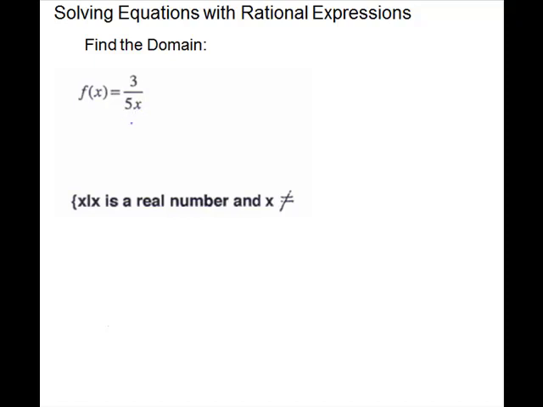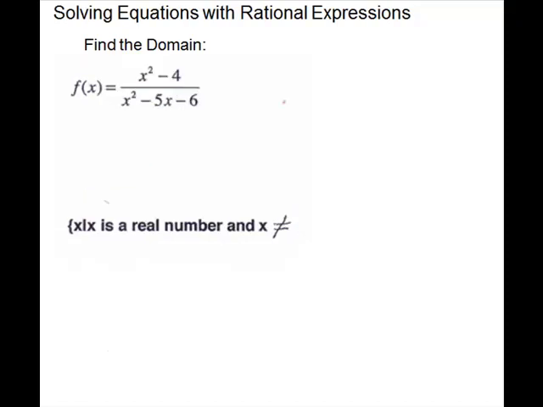For our next problem, to find the domain, we just check out that denominator, see when it's going to be equal to 0. This is one we solved in that original example. So set the 5x equal to 0, divide by 5. So x equals 0 is the bad value. That's what we don't want to get. So the set of all x such that x is a real number and x is not equal to 0. We're still finding the domain before we get ready to solve.